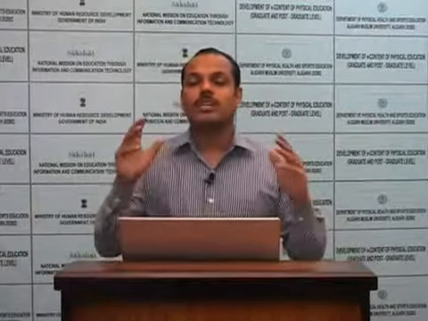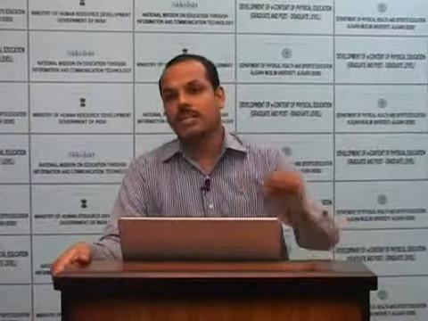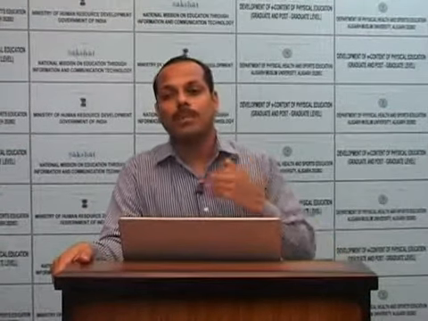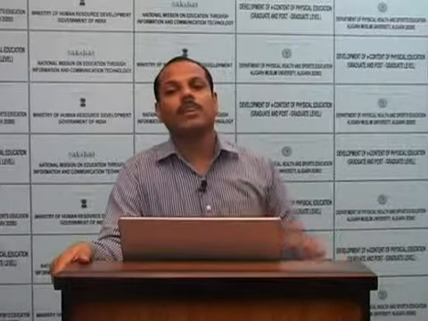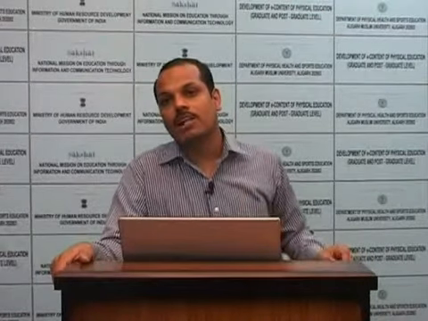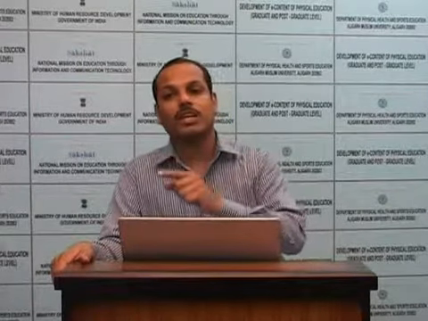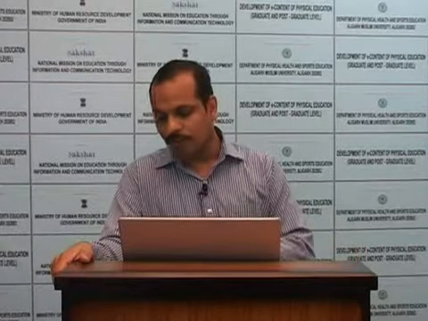So, iliacus originates from the iliac fossa and is inserted into the lesser trochanter of the femur, and its action is flexion and lateral rotation of the thigh at the hip joint. The second action is that it flexes the trunk if the pelvis is over the thigh. These are the chief flexors of the hip joint, and the nerve supply is from the femoral nerve.